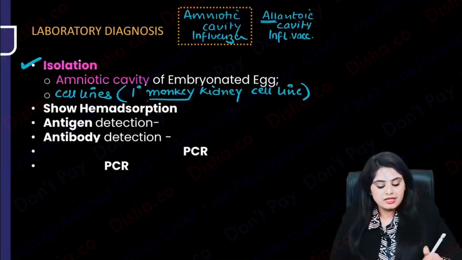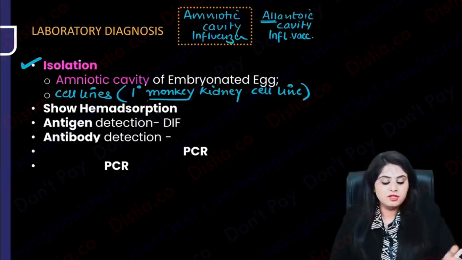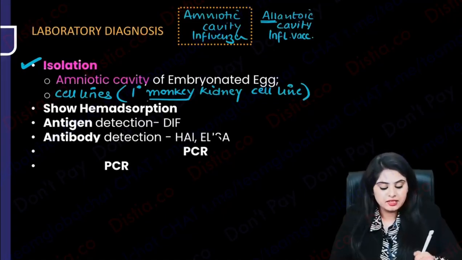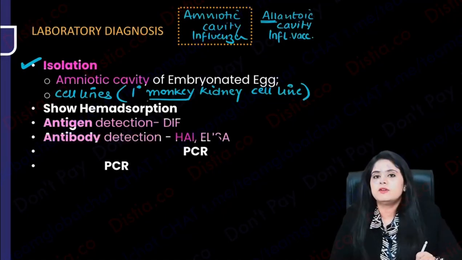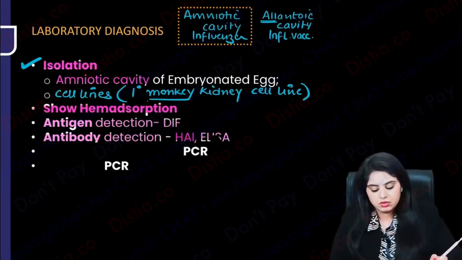You want to do antigen detection. Antigen detection is always done by direct immunofluorescence. You want to do antibody detection. That is always done by ELISA. Nothing new, ma'am. Antigen by direct immunofluorescence. Antibody is always done by ELISA. But what is this that you have written? You have written it shows hemadsorption and you have written there is a hemagglutination inhibition test. What do these two mean? Absolutely. We will start studying about it and then I'll come back.